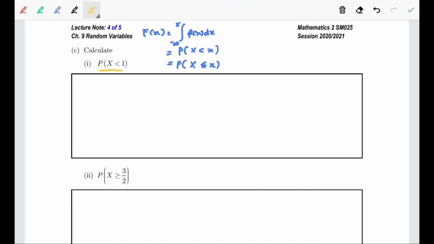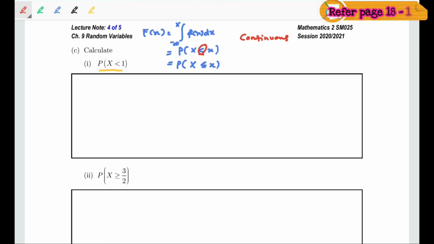So the thing that needs to be highlighted here is, when it comes to the continuous case, it doesn't matter whether it has an equal sign or not. As long as the sign is less than, or less than or equal, it's equivalent to the capital letter F of x.